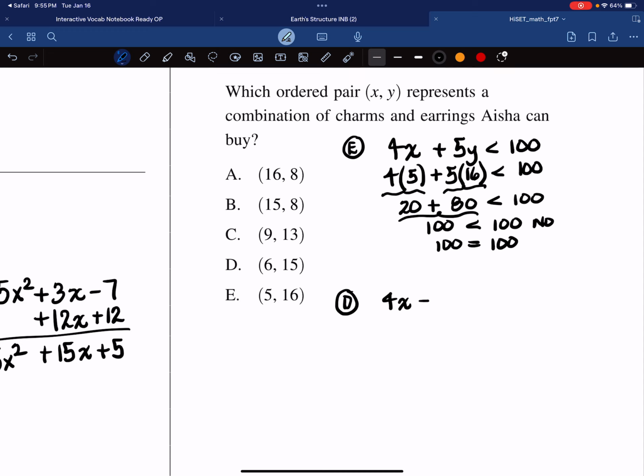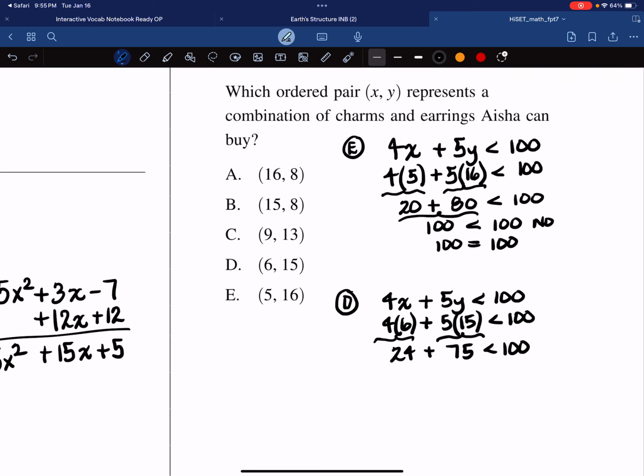So in this one, we have the same inequality. We want less than 100. And the X value is 6. The Y value is 15. And we want that to be less than 100. 4 6s are 24. 5 15s are 75. And we want that to be less than 100. This will give us 99 less than 100. And that is a true statement. So I would go with option D.